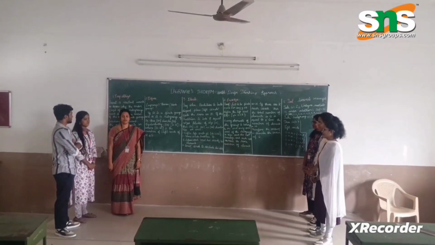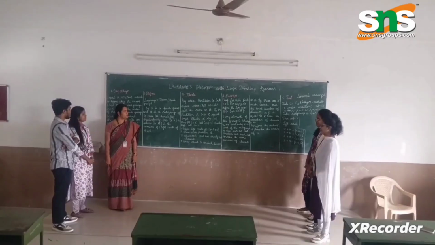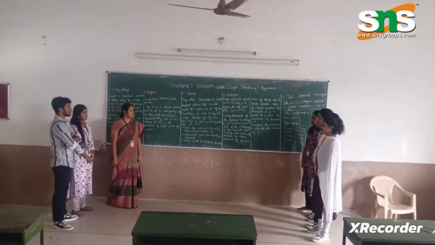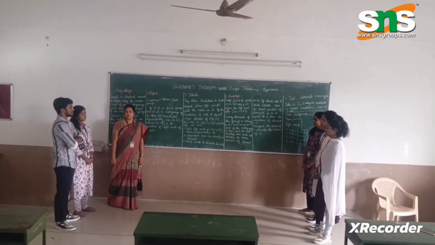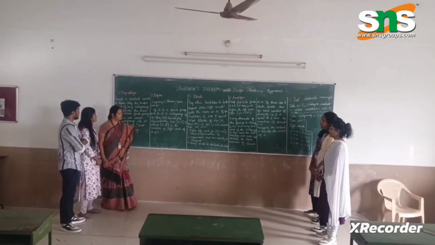Good morning students. Today we are going to see about Lagrange's theorem using the design thinking approach. So we know about the 5 stages of design thinking. What are the 5 stages? Empathy, define, ideate, prototype, and test. Now we are going to explain the empathy part.